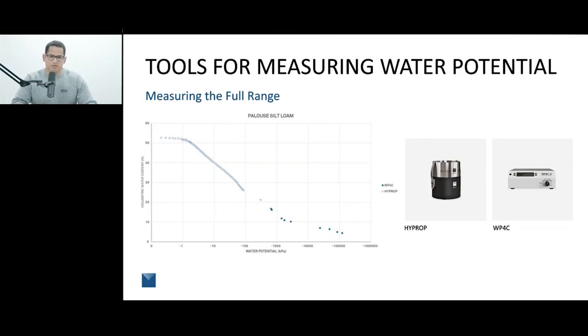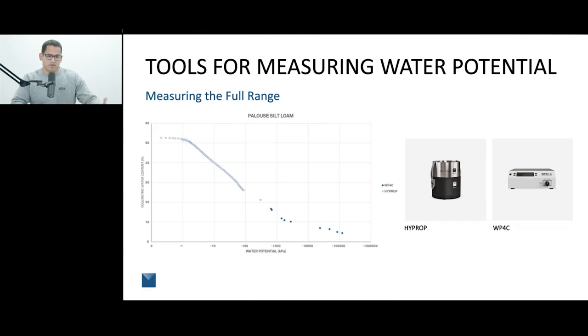Now, I'm not going to dive super deep into the details of how these instruments work. We've done that in past webinars. I highly encourage you to go check those out. And we have more content. I believe we've attached some spec sheets on these devices as well if you're interested. So feel free to check out the attached handouts if you want to learn more about these devices. But what you can see here is we've now given ourselves the ability to measure the full range of the soil moisture release curve in the lab.